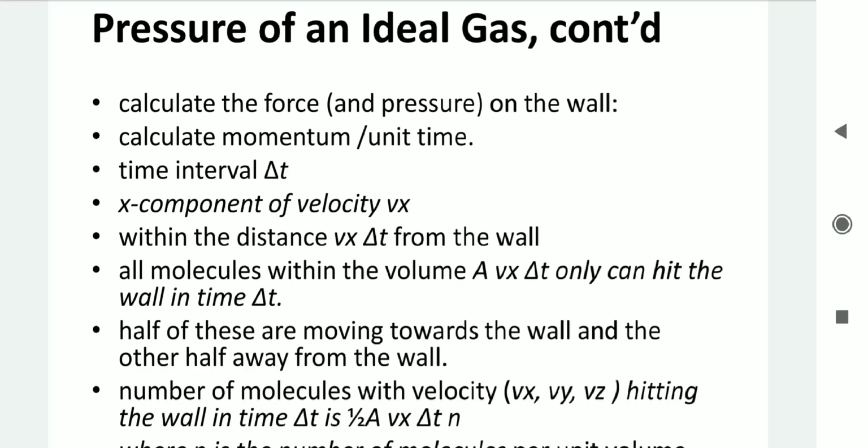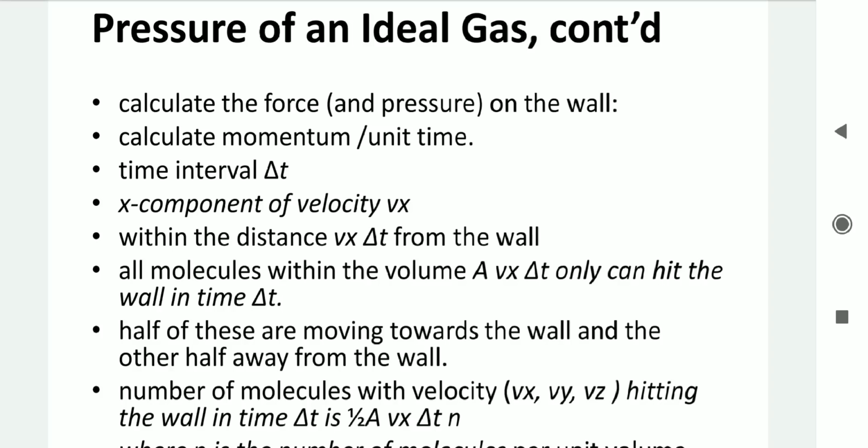So here, whatever number of molecules are present within the volume of A into D, volume meaning L cross L, L cross L will give you the area, and the remaining L we consider as the distance covered, Vx into delta t. So volume we define as A into Vx into delta t. So all the molecules within this volume can hit the wall in that delta t time duration.